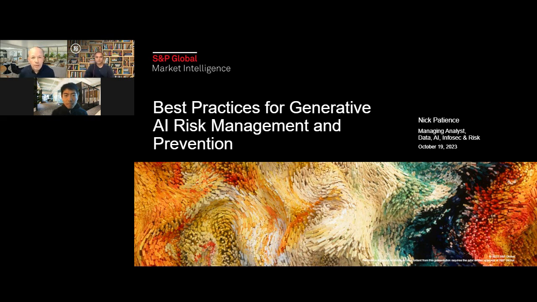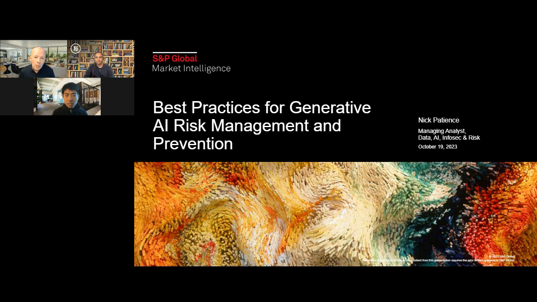So we're here to talk about best practices for generative AI risk management and prevention. My name is Nick Patience. I am managing analyst for data, AI, InfoSec and risk at S&P Global Market Intelligence, and I was a co-founder of an analyst company called 451 Research, which has been part of S&P Global now for almost 4 years.